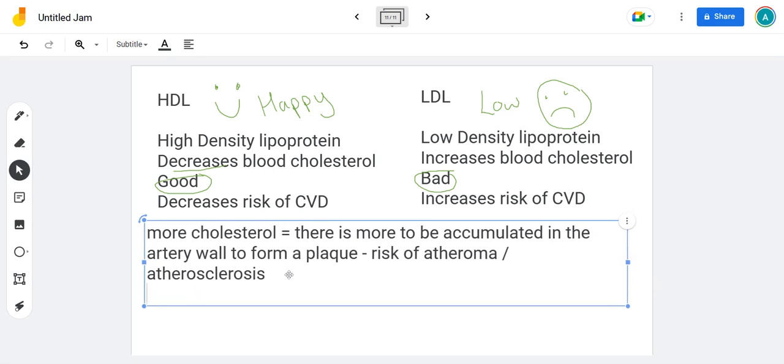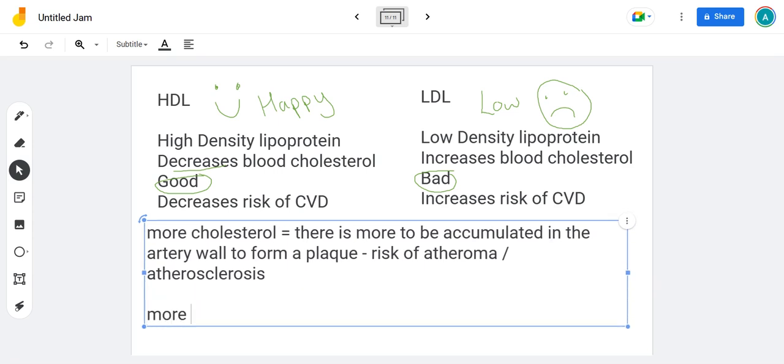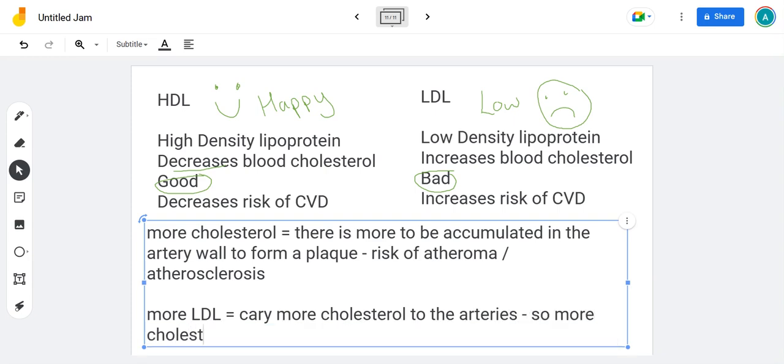Okay, and if we have more LDL, they carry more cholesterol to the arteries. More cholesterol accumulates in the artery wall and then as above.